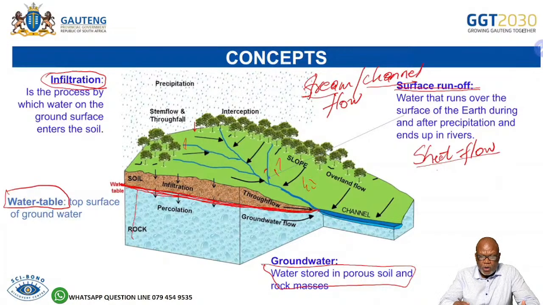And now we have also what we call through flow, which is water flowing underneath the surface, but it is now going to get into the rivers. It is the groundwater that is flowing into the streams. So we call that through flow.